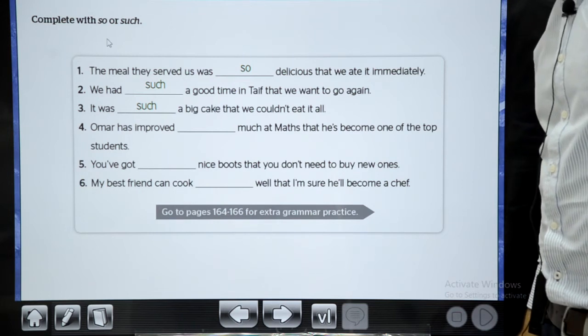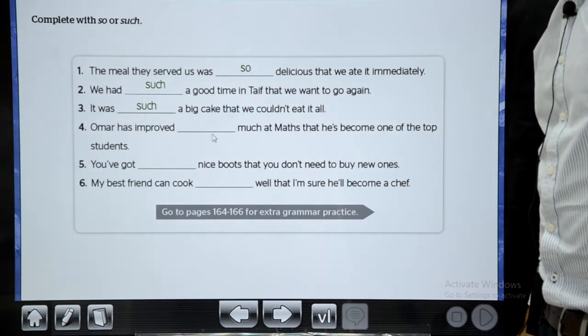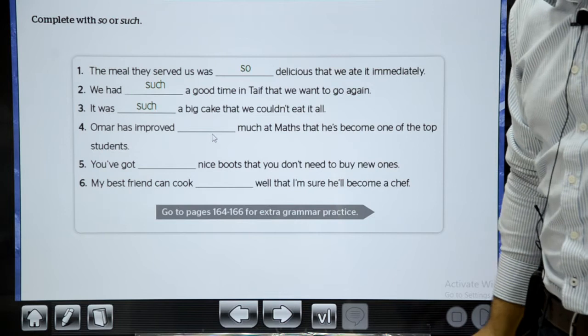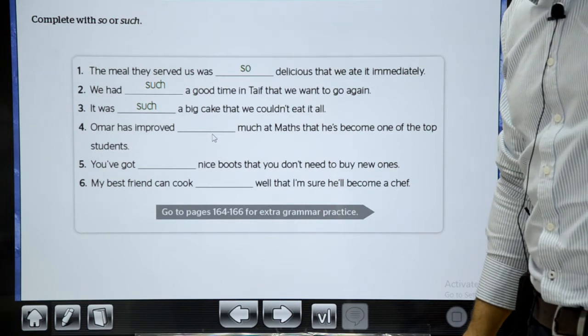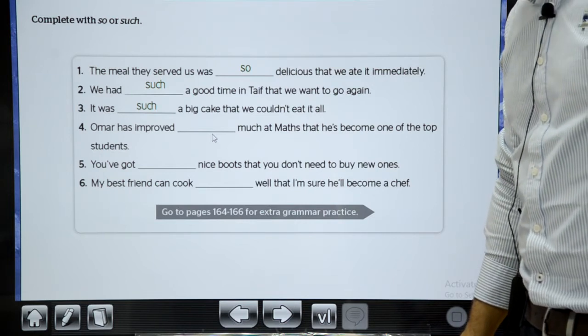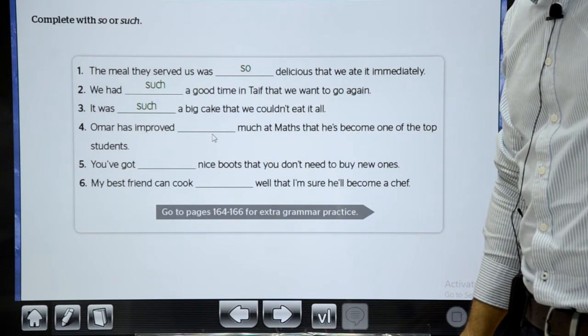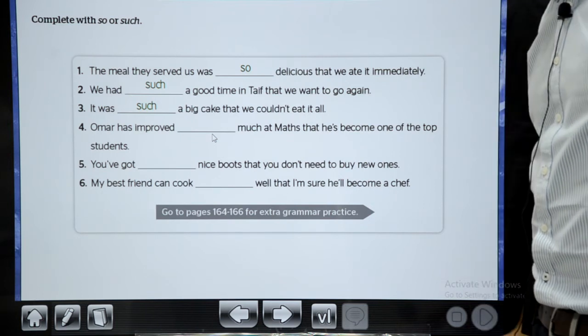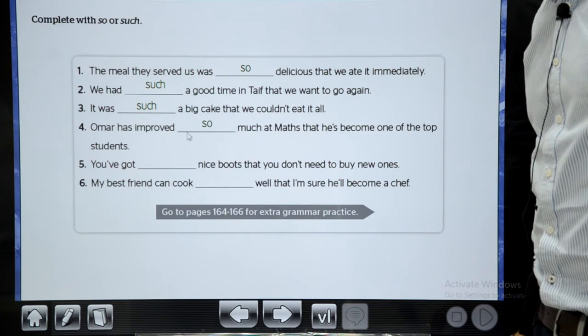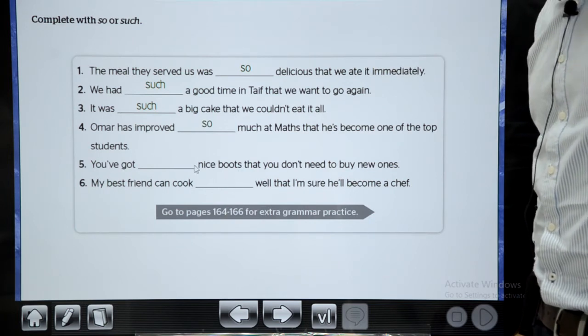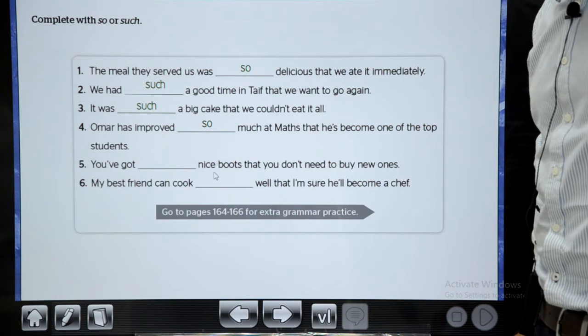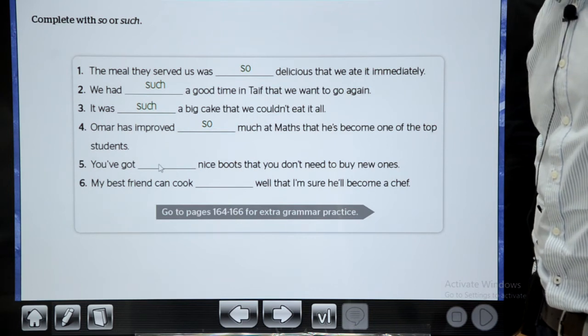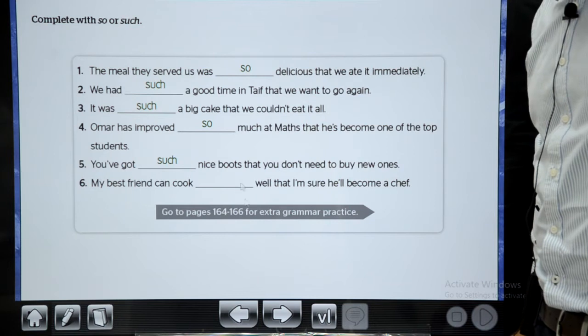So he improved so much at math or such much? I guess you don't even need to think about this. It doesn't make sense at all to say such much. Have you ever heard something like this? So it's so much at math. You have got nice boots that. Again, nice is an adjective, boots is a noun. Noun. What do you think? Such nice boots, because we have a noun.